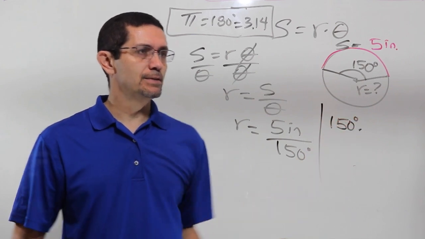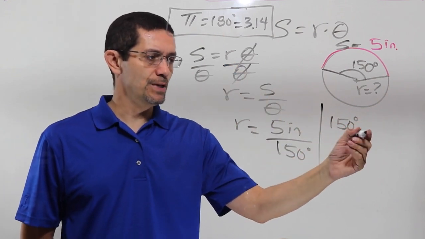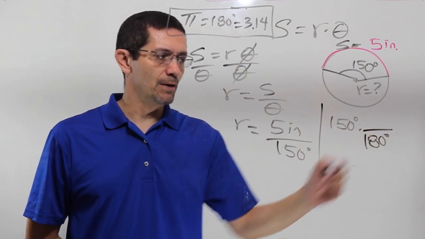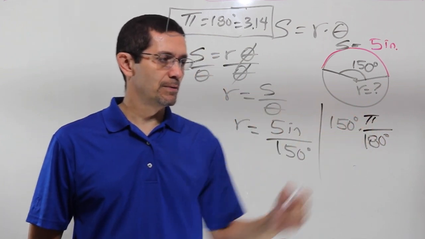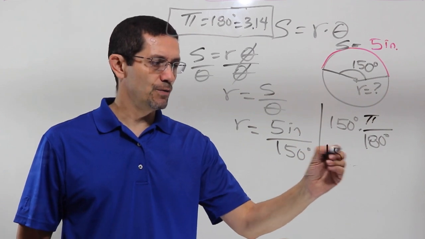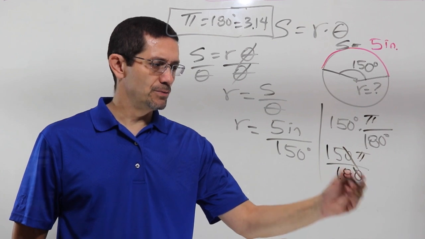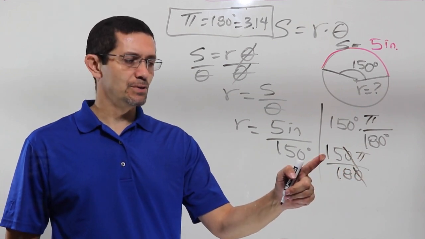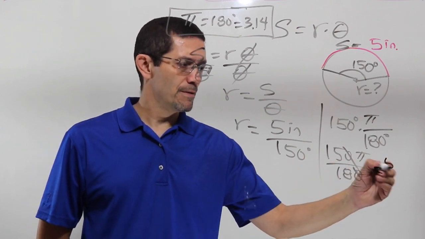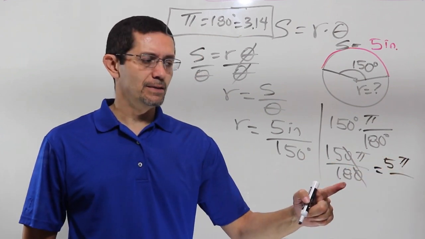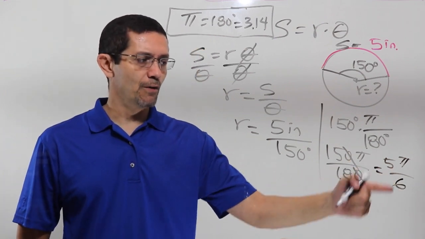150 degrees times my conversion unit, pi equals 180. I want to cancel the degrees, so I put degrees on the bottom so I can cancel degrees, and the other one I put on the top. All right, so I have 150 pi divided by 180. 0, 0 cancels out. Something that goes into 15 and 18: 3. 15 divided by 3, 5 pi. 18 divided by 3 is 6. So 150 degrees is the same as 5 pi over 6.